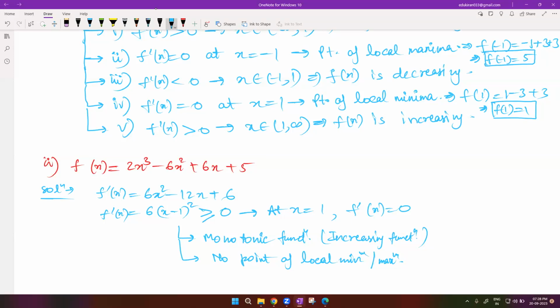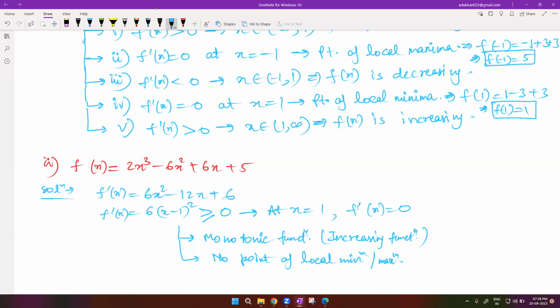In this case, f dash x is always positive because it is 6 times (x minus 1) whole squared. It means that f dash x is always positive, which means f x is an increasing function. And if a function is always increasing or always decreasing, then we say these functions are monotonic functions. So f x in this case is a monotonic function, and there is no point of local minimum or maximum.